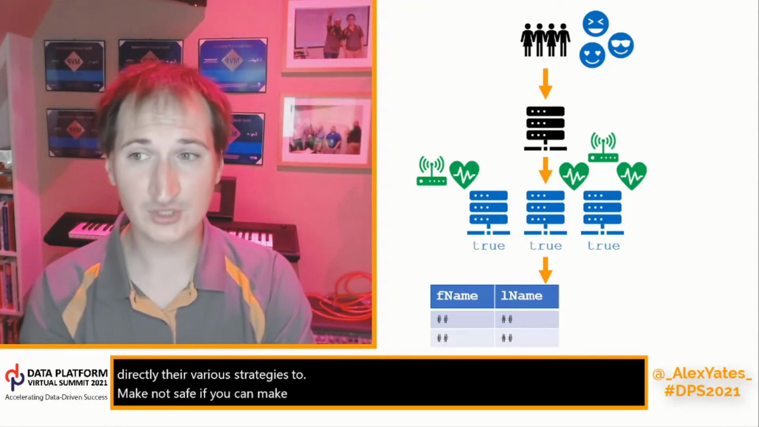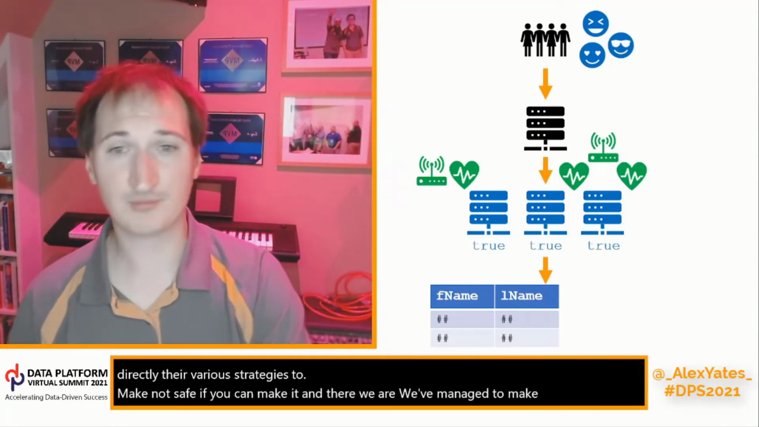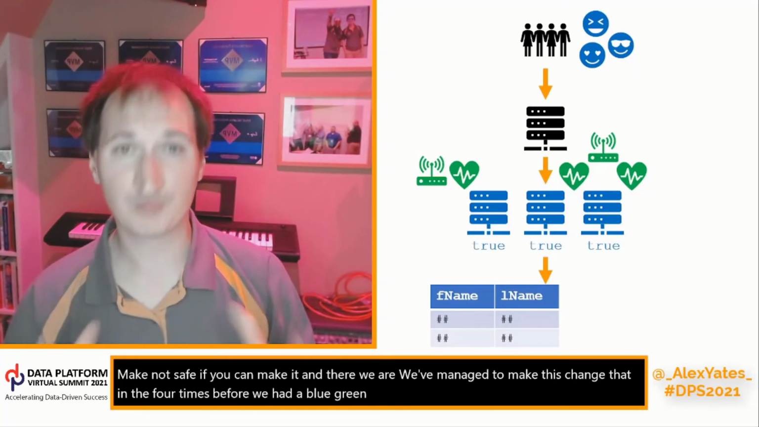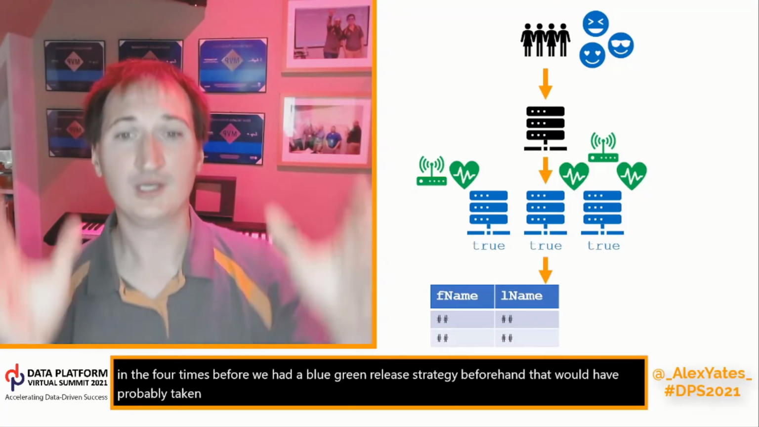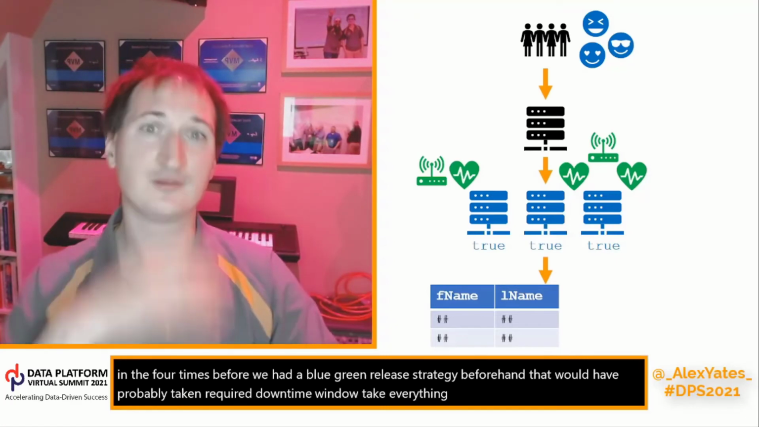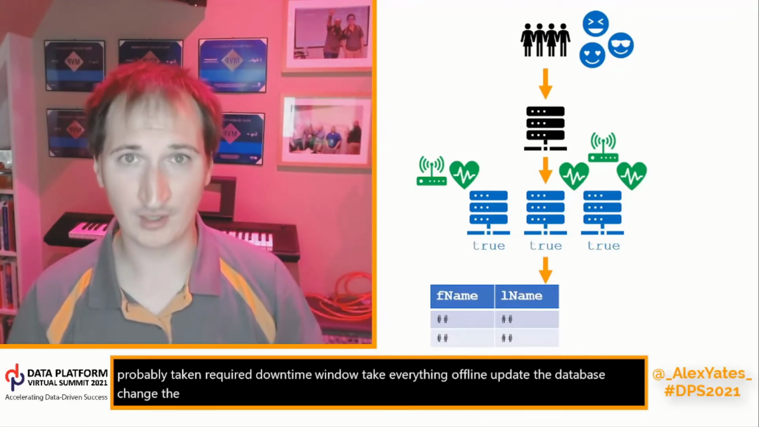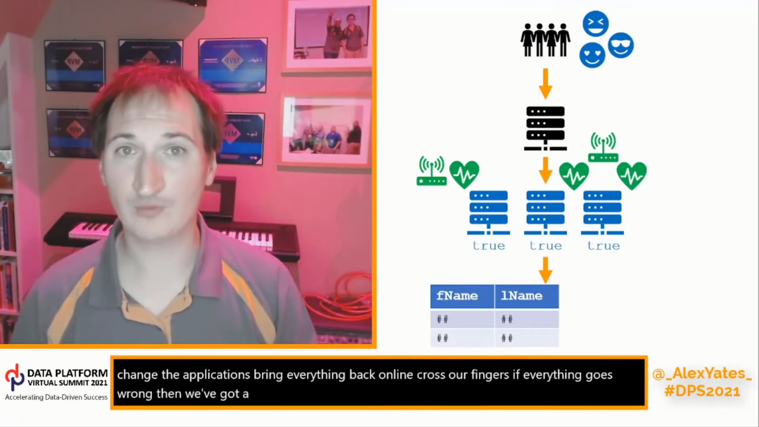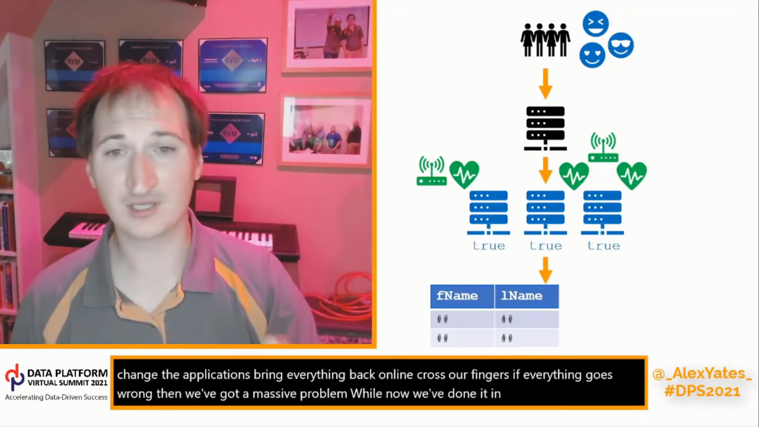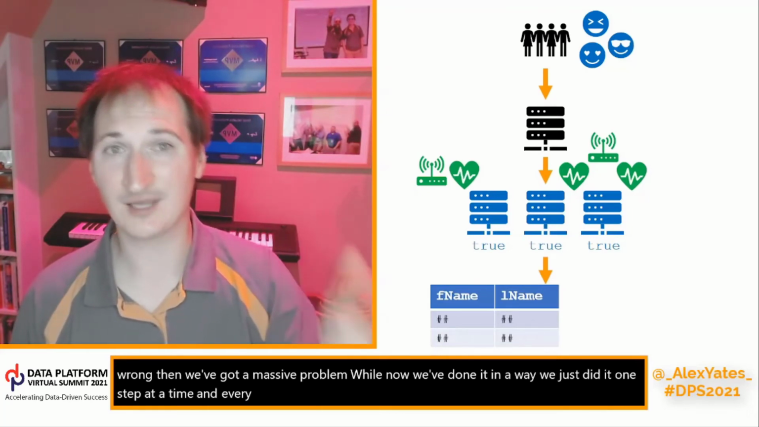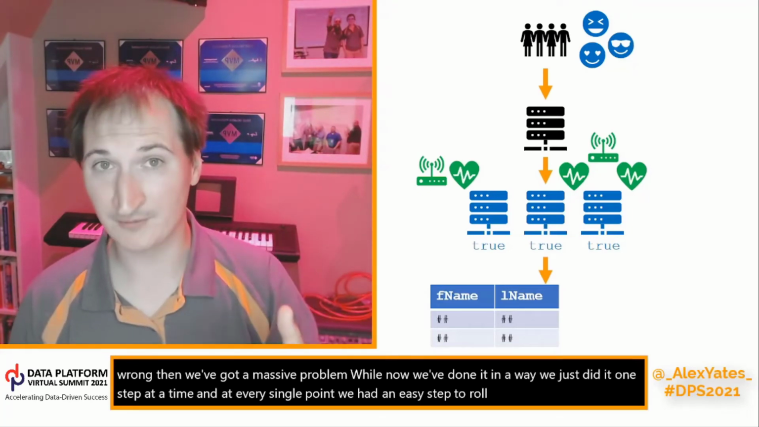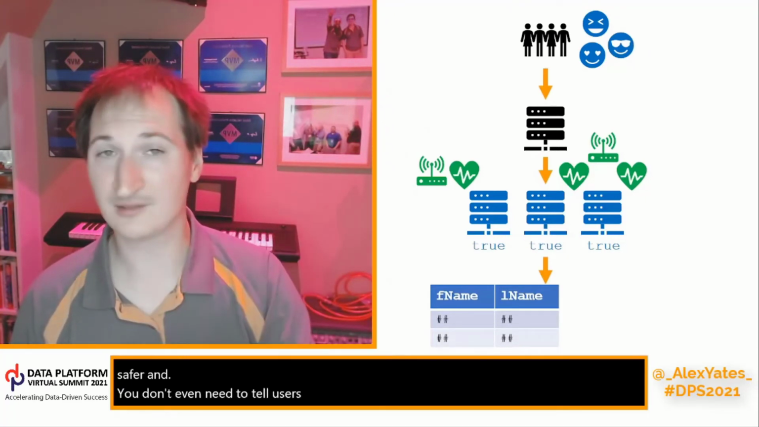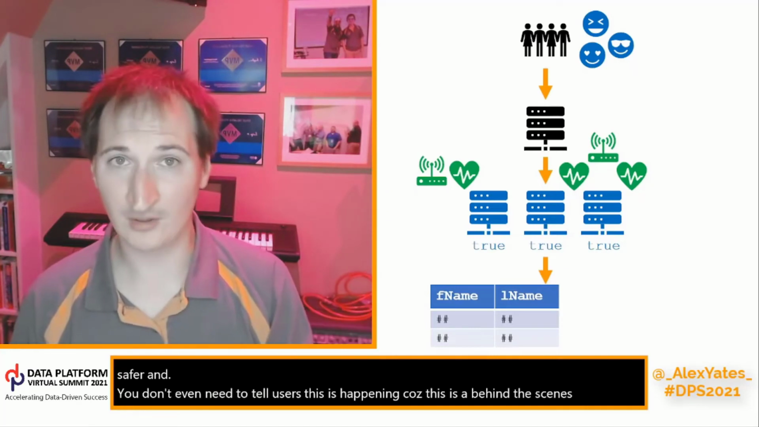And there we are. We've managed to make this change that, before we had our blue-green release strategy, would probably have required a downtime window: take everything offline, update the database, change the applications, bring everything back online, cross our fingers. If everything goes wrong, then we've got a nasty problem. Well, now we've done it one step at a time, and at every single point we had an easy step to roll back. So this is much safer, and you don't even need to tell your users this is happening, because this is a behind-the-scenes task that your users aren't going to know about.